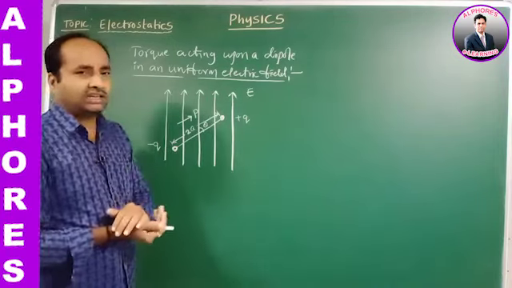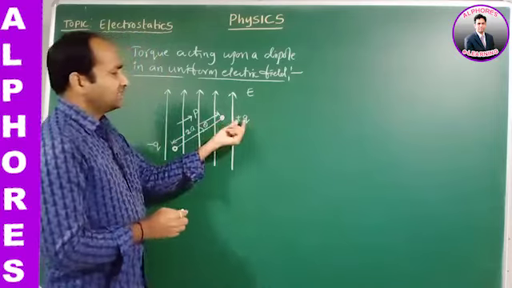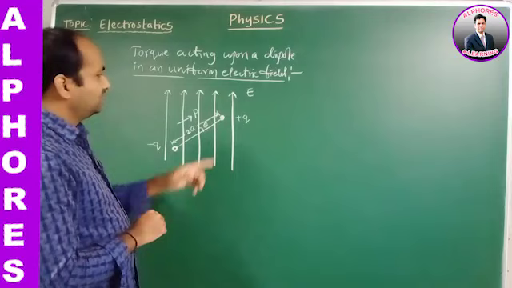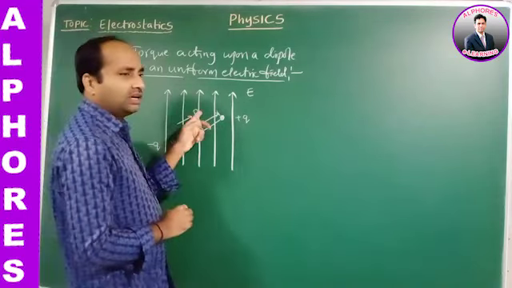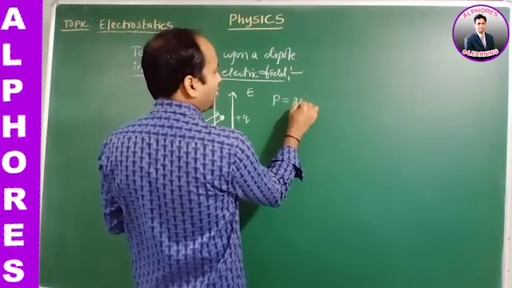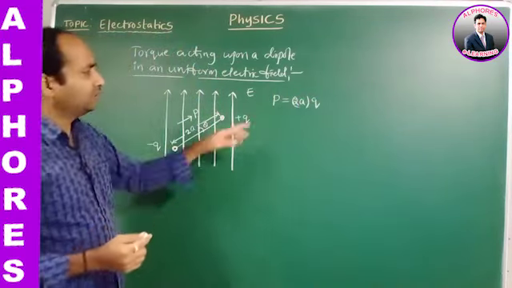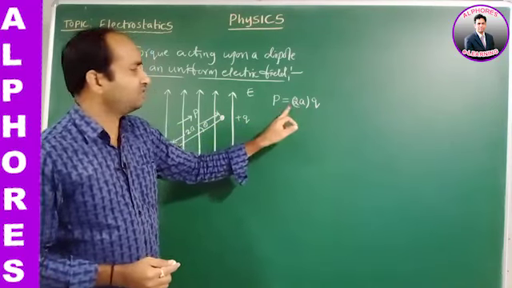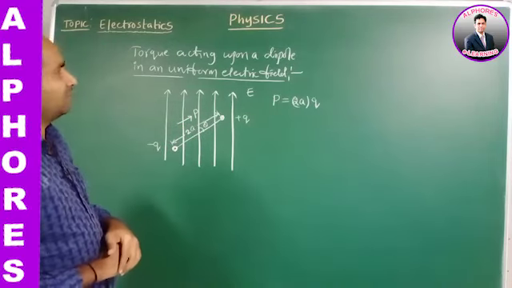So here we are taking a dipole. An electric dipole means a system of two charges having equal magnitude and opposite signs, plus q and minus q, separated by a certain distance. What is the formula of dipole moment? P is equal to the product of the magnitude of either of the charges and the distance between them. This is called the dipole moment. The dipole is suspended in the uniform electric field.